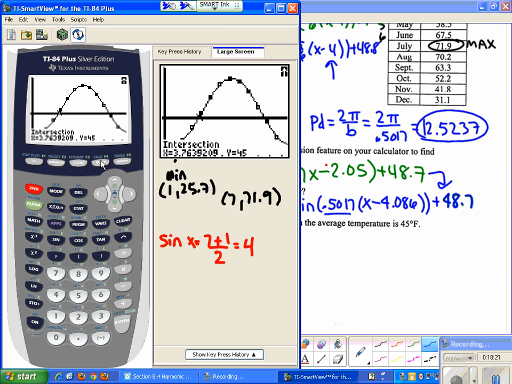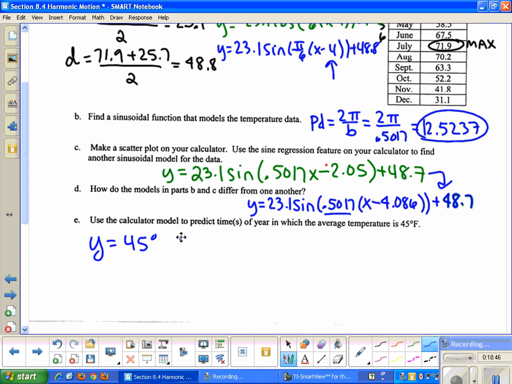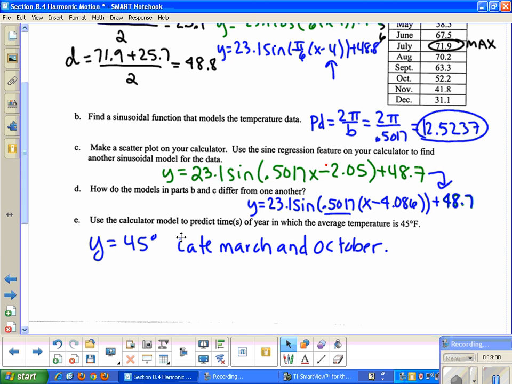So I would say late March, and then also second trace, intersection. Let's go to the other side and find the intersection. And then this one's 10. So for 10, we know that's October. So late March and also late October would give me the average temperature being around 45 degrees Fahrenheit.